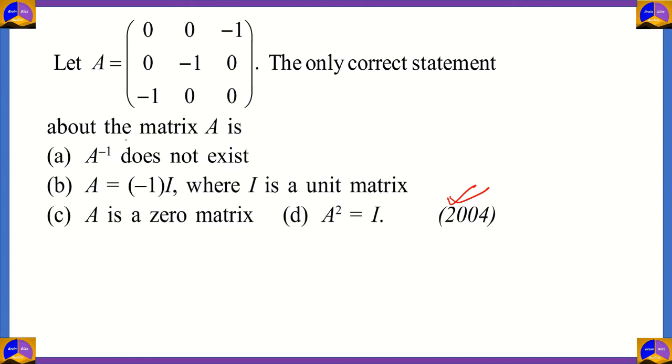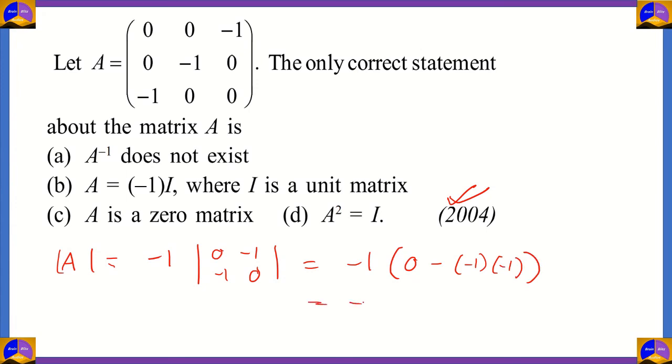So in this matrix A, option A says that A inverse does not exist. For A inverse to exist or not, the determinant of A has to be found out. The determinant of A for this case will be equal to minus 1 times 0 minus 1 into minus 1. So that is minus 1 into minus 1. So the determinant of A is equal to 1.